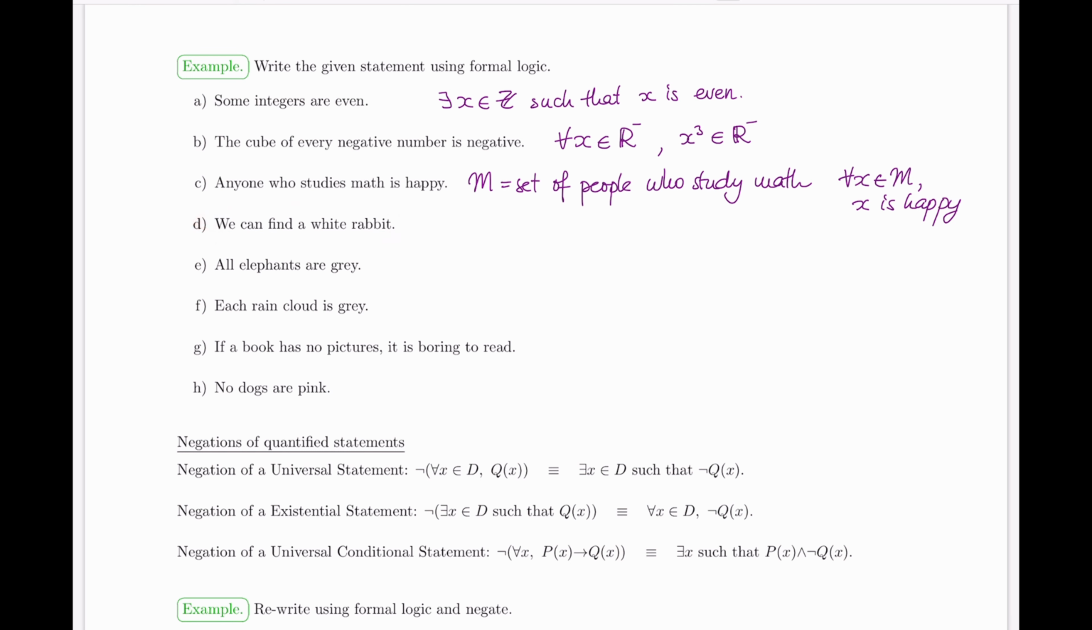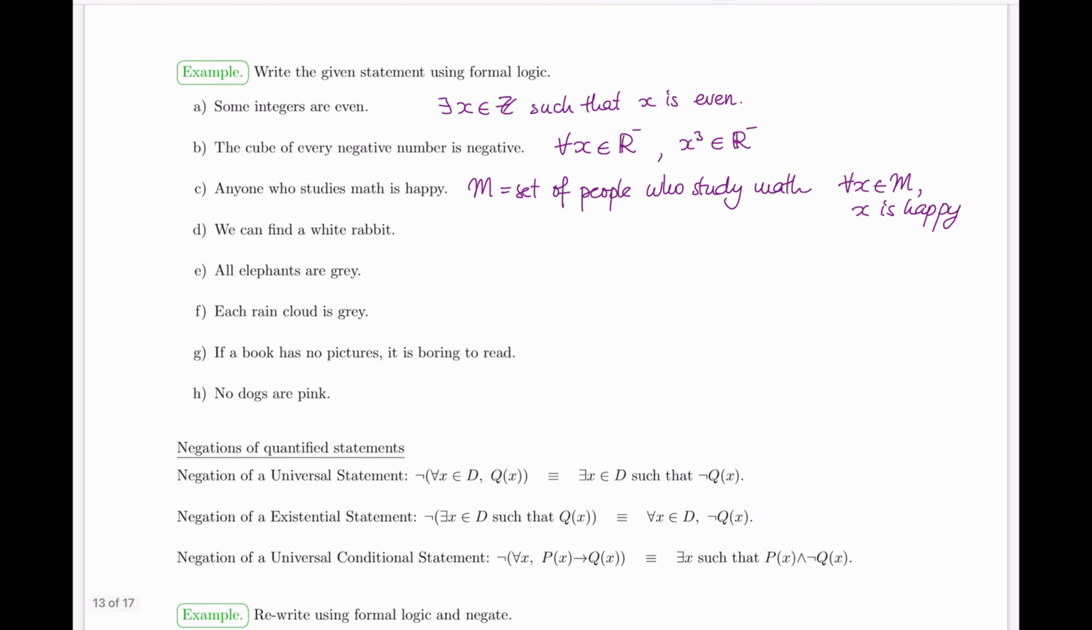We can find a white rabbit. We can find means that not necessarily all of them are white, but we can find one that is white. So out of all the rabbits, there exist some that are white. Now, we don't have a set of all the rabbits, so I'm going to first define it, set of rabbits. And then, once I have that in place, I can translate this into the symbolic statement. There exists an element x of the set of rabbits such that x is white.